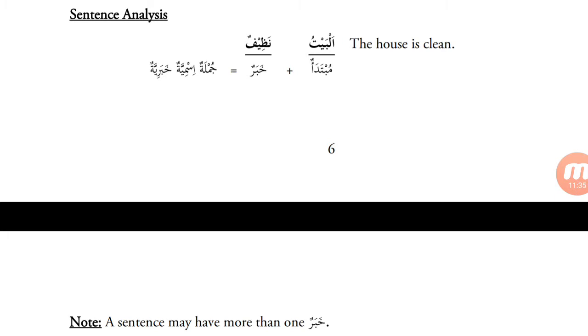So let's analyze this sentence. Al-baytu nadhifun, the house is clean. Al-bayt here is the mubtada, nadhifun is the khabar. This is a nominal sentence, al-jumlatul ismiyah. Here we see al-baytu, this is the mubtada, it is ma'rifah. How do we know? Because it's beginning with alif lam. This is a sign that this word is a ma'rifah noun. It is the mubtada because news is being given about the house. About the house, nadhifun, it is clean. Nadhifun is the khabar, and it is nakira, indefinite. What's the sign that it's indefinite? It's ending with a tanween.